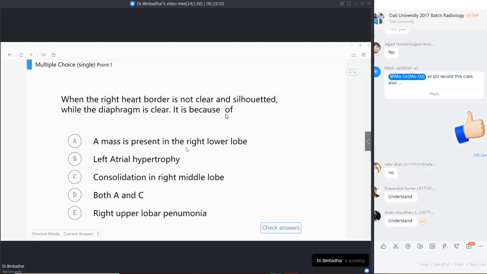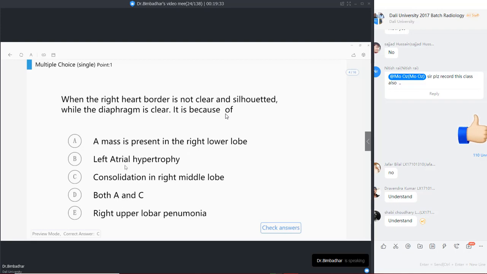Generally, you see here a mass present in the right lower lobe. It actually depends on the type of the mass. If it is a 3 centimeter mass, it will look well demarcated, but it may not be able to completely obscure the shadow of the right heart border. Maybe a little, but a complete obscuration of the right heart border will eventually lead to a problem present in the right middle lobe. So the answer to this question is not technically A and C.